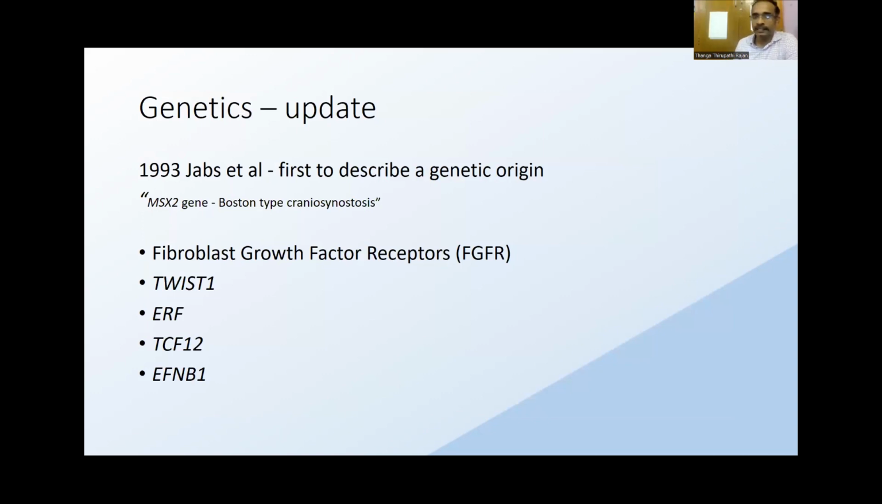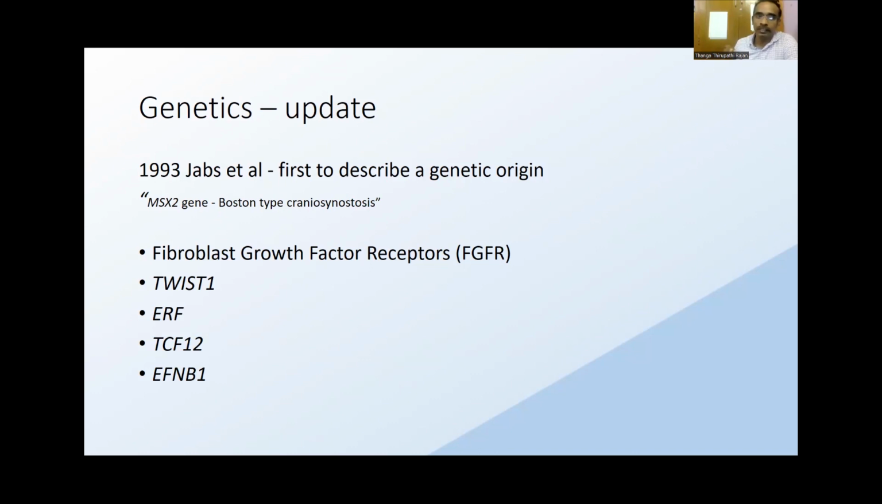First is the genetics, what we have learned in the last decade. In 1993, Jabs et al. were the first to bring out the genetic origin of craniosynostosis in their paper, where they identified the MSX2 gene in Boston type craniosynostosis. From that time, it has exploded. Now for every craniosynostosis there is a genetic study, from the suture tissue to the blood, everything is studied. These are the 5 genes that are most focused on in craniosynostosis.